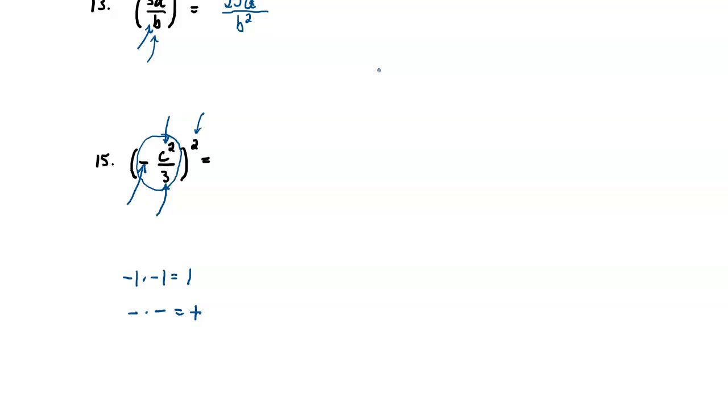Now the C squared squared makes C to the 4th power. C squared times another C squared is C to the 4th. All right, down in the bottom, the number 3 squared makes 9.